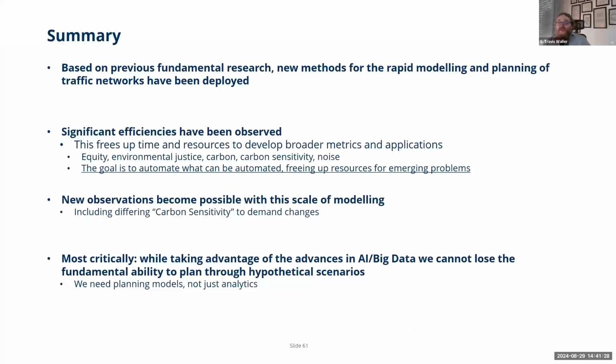So I think we're doing well on time. So, quick summary. From the fundamental research to date, we now are at a point where we have these methods for the stock standard stuff. We can do them in a very automated, rapid way, and so we can observe some significant efficiencies. That frees up time and resources to think much more creatively on these emerging problems that increasingly in transport planning we have to be looking at: environmental impact, green roads, equity, environmental justice, and so on.